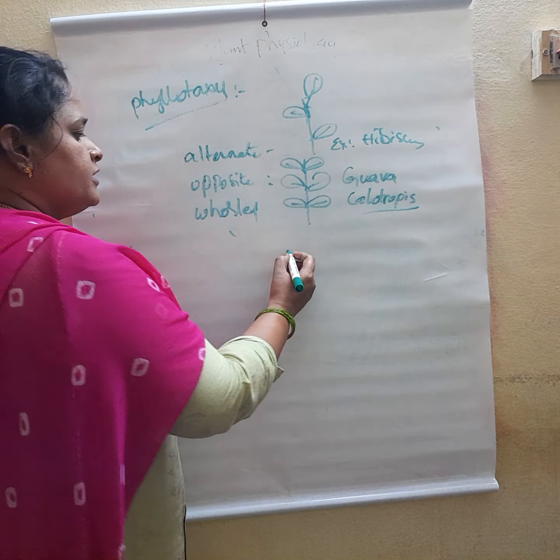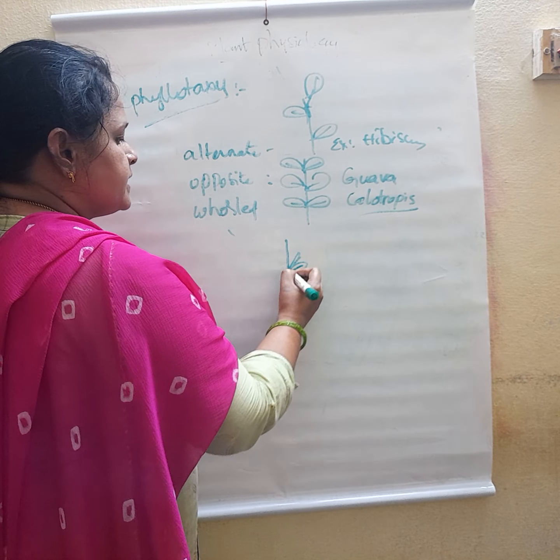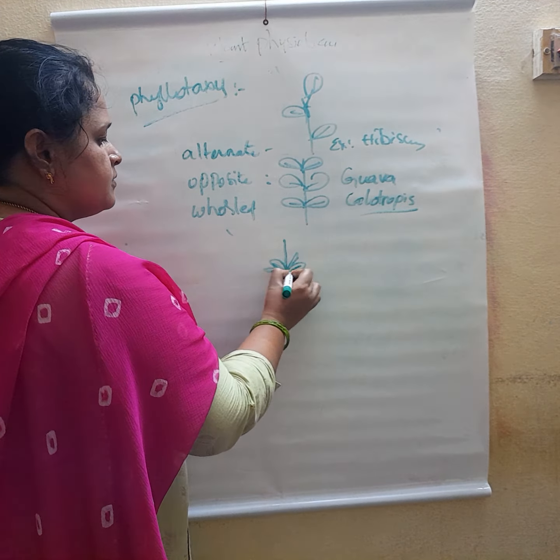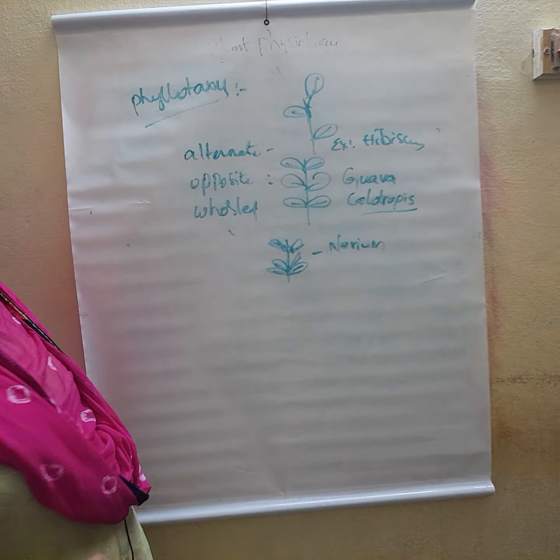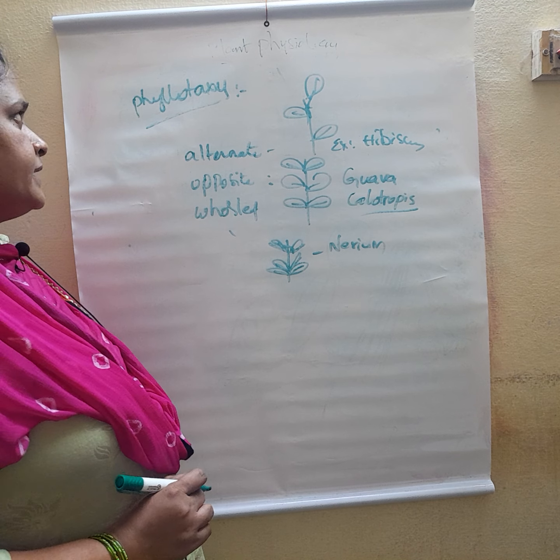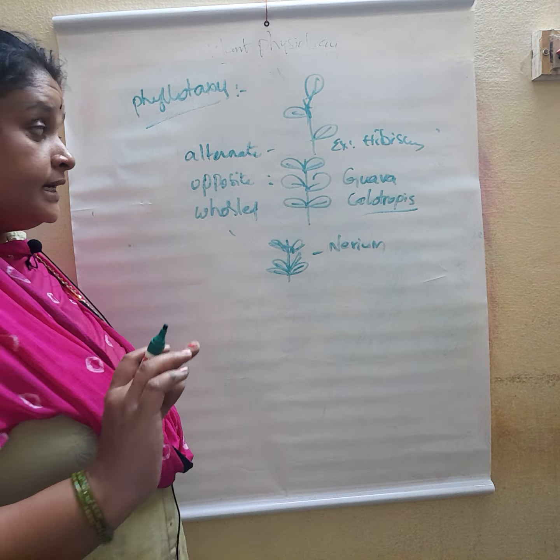Right, next, whorled phyllotaxy means many leaves arise at one node. At one node, many leaves are arranged. Example is Nerium. Whorled phyllotaxy. So this is about leaves: leaf types, leaf venation and leaf arrangement. Okay, so what is the function of the leaf?